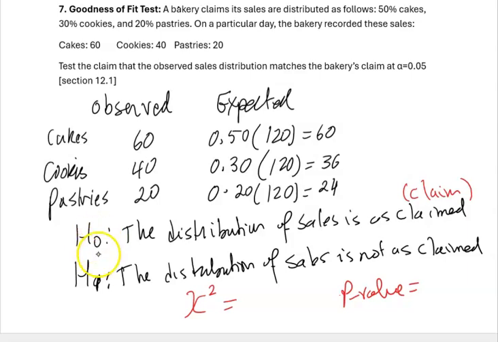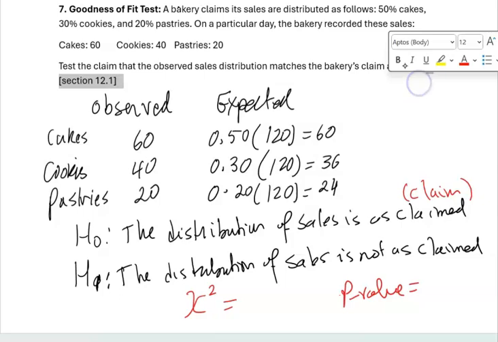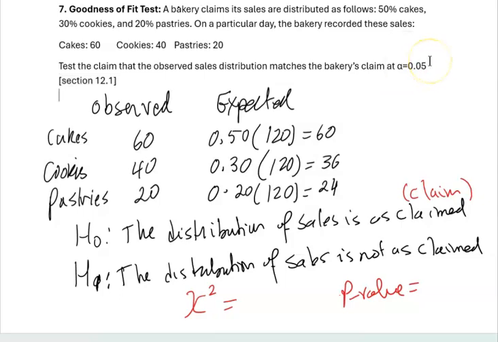Here's how you state H0 and H1. In H0, you always say the distribution given is as claimed. And then in H1, you say that the distribution is not as claimed or the distribution has changed. You can put the words has changed. Distribution of what here? Of sales. We're going to find the test statistic, which is called chi-square, and we're going to find the p-value, and we're going to compare the p-value with alpha equal 0.05.